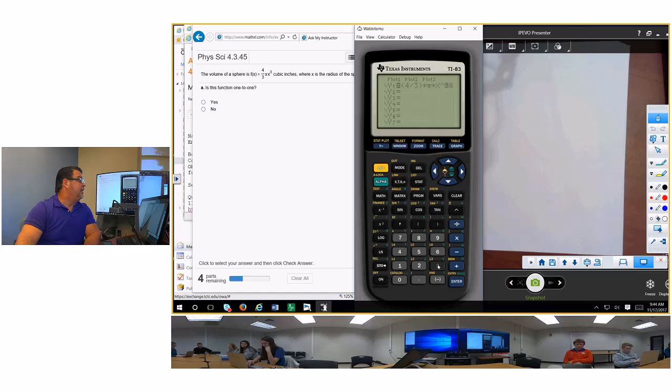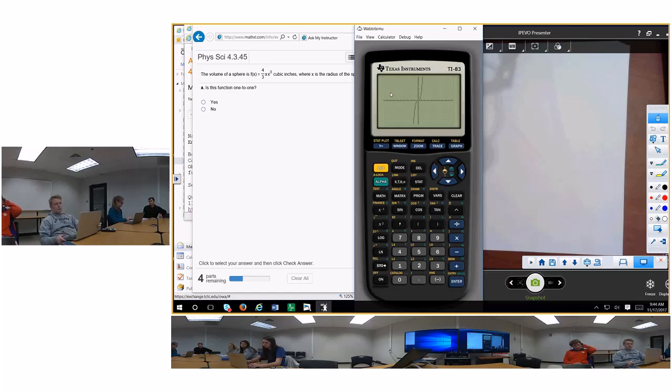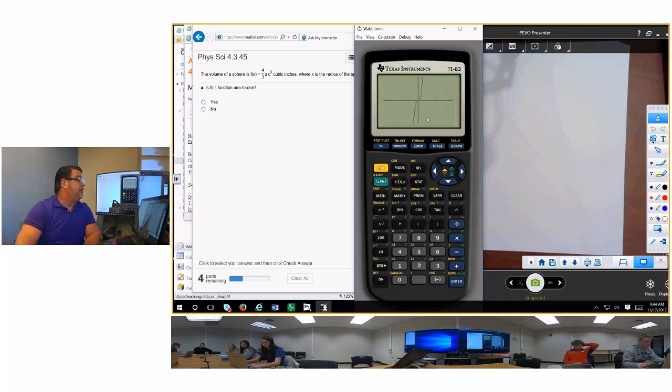And cube function and hit graph. So what's the consensus? Now you got to be careful here because there may be hidden behavior down here. So what I would do is zoom, and let's see if zoom standard works. Nope. So go in here, zoom box. I use zoom box. Some of y'all use window. That's fine. You got to check because sometimes these cubic functions can have a max and a min. And if that's true, then it's not a one-to-one function.